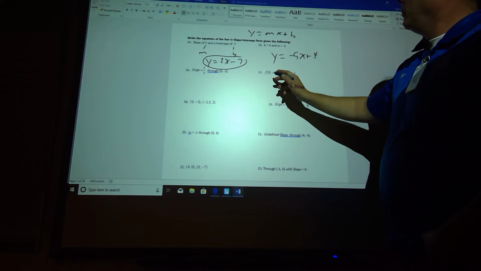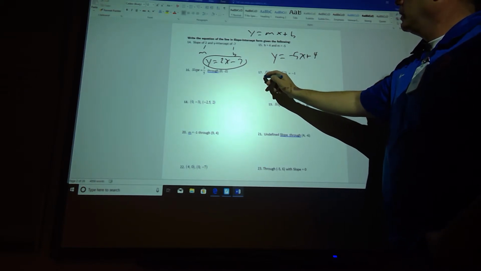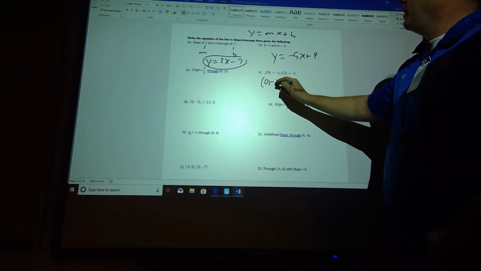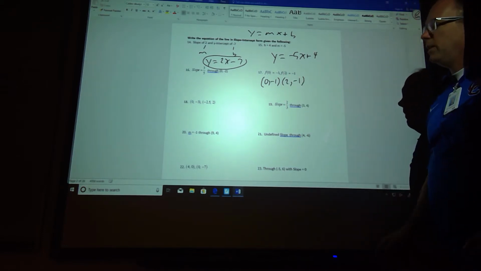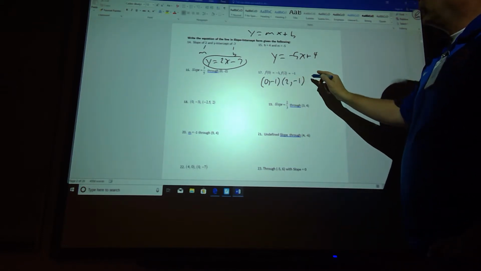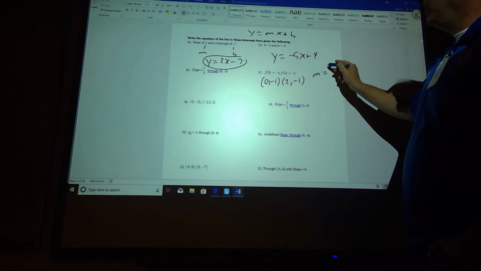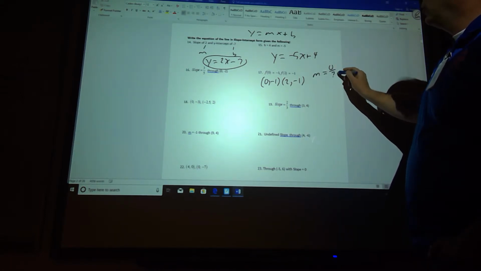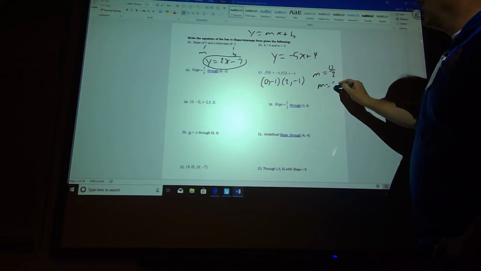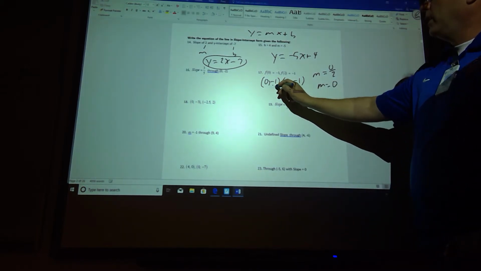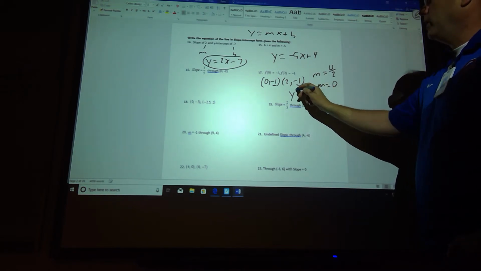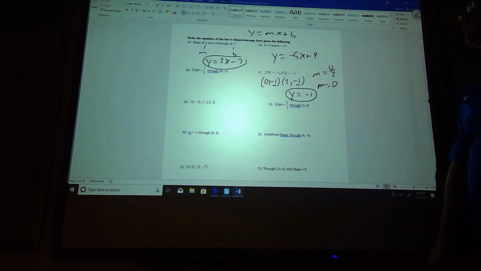Number 15, we have 2 points that are given. So I have 0, negative 1, and I have 2, negative 1. So we're going to have to find the slope of that first. It looks like my slope, if I found that, is going to be 0 over 2. So I have a slope of 0. So this is now going to be just y equals whatever this is, so negative 1. So there's my y-intercept, and that's a horizontal line.